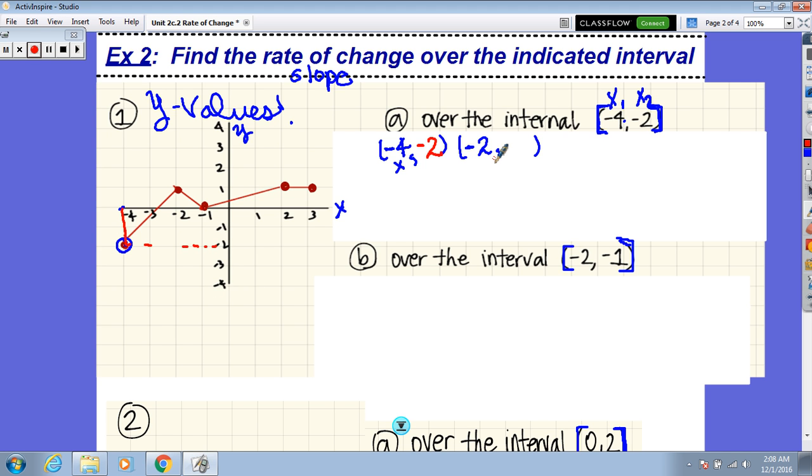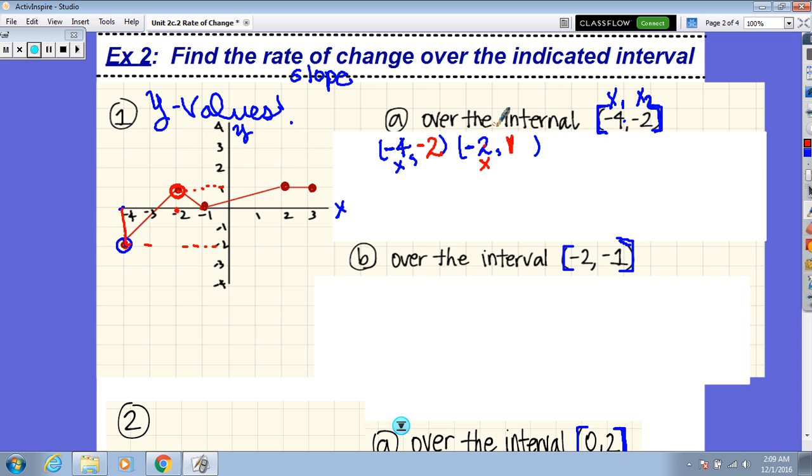Now let's go to where x is -2. So x is -2 right here, but that's not on my line. So I have to go up to the point, this little zigzag line. Here's the point, and what is the y value here? 1. Okay? So that is the only reason why they gave me that graph.